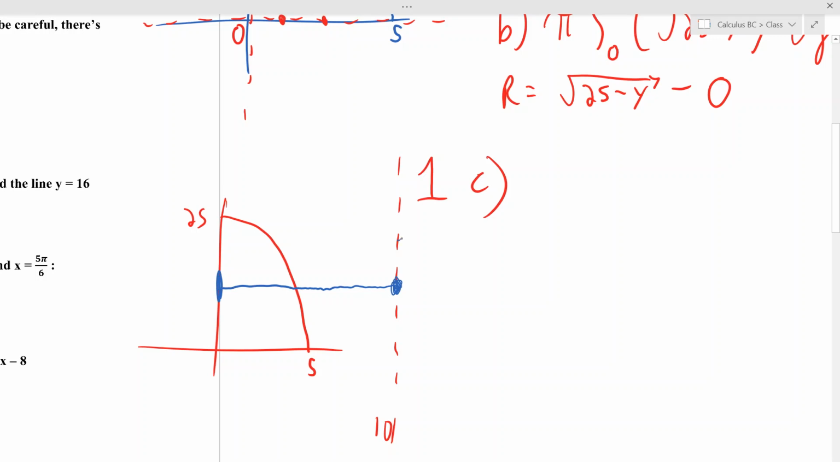And you can see no matter where I draw that, the right side is always going to be 10 and the left side is going to be 0. So big R for 1C is the right side minus the left side, which is 10 minus 0. So basically big R is always 10. Because if you spin that thing around, let me erase this for a second, what we're really doing is creating a big disk like that. And the radius is always going to be 10.